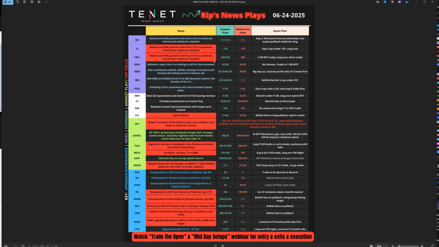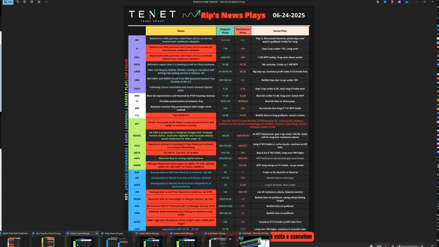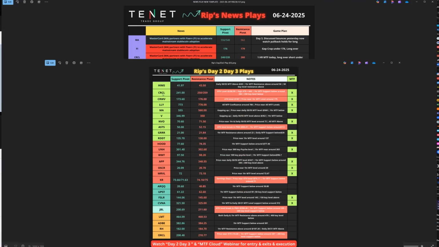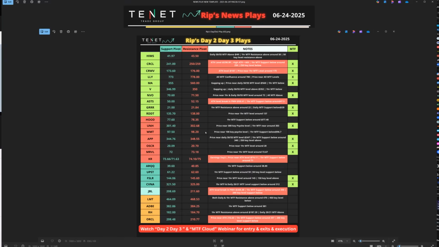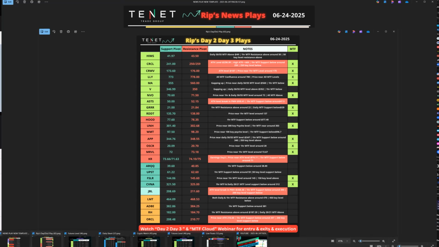We have an initial bias. I provide an initial game plan, so the traders can trade these stocks based upon that initial pre-market game plan. That bias can change depending upon what we see after the market open, so our bias is very flexible. In addition, we provide a bunch of other stuff to be ready for the day. We provide setups called Day 2, Day 3 setups. This is another strategy that I invented, and I did a free webinar on this as well.